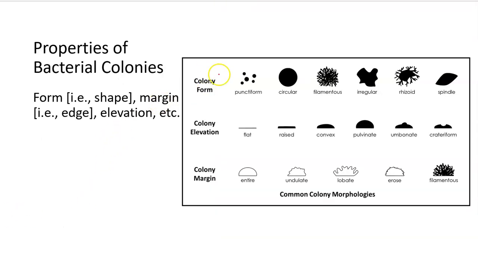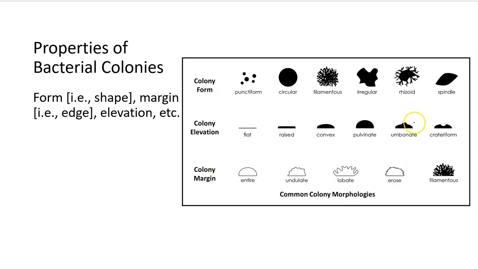So you'll learn to look at the colonies and describe them based on their colony form, which is shape, whether they're really, really small, which is punctiform, or perfectly circular or irregular. We also look at things like elevation, whether they're flat, raised. Sometimes they're raised higher in the middle, which is umbonate, or even have an indentation in the middle, which is craterform. We also look at their outer edge, whether it's nice and smooth, which we call entire, or if they have, for example, large protrusions of lobes, which we call lobate.